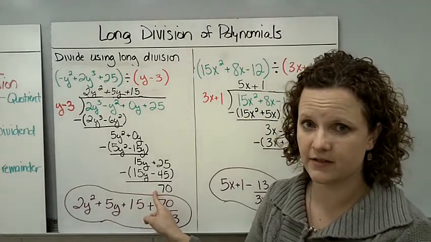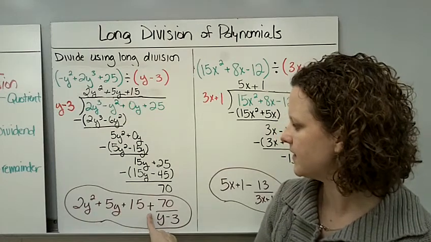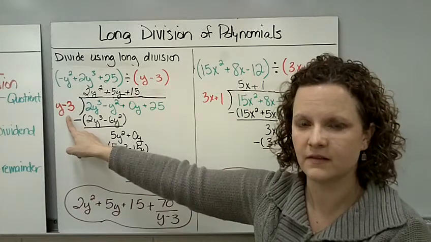Now, how do you write your answer? What you have up here is written first, plus your remainder, which is 70, over the divisor.